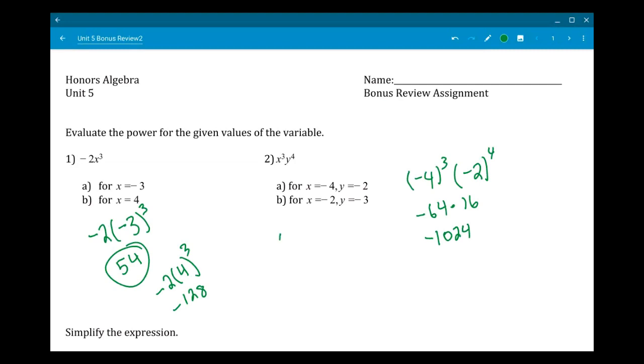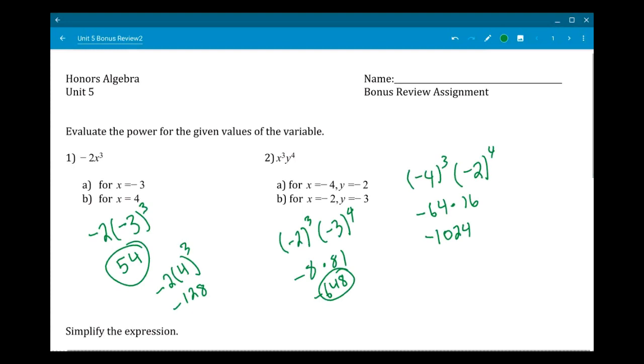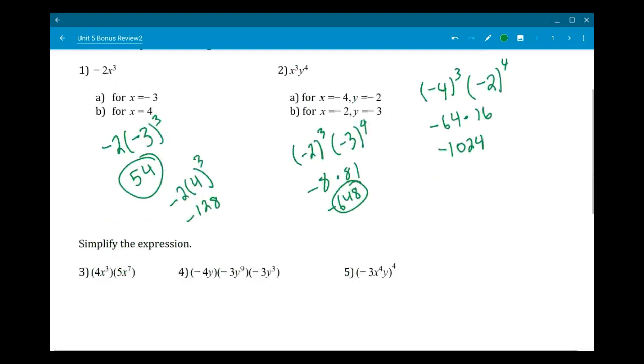And for B, we should be plugging in negative 2 for X and negative 3 for Y. We're going to get negative 8, and we're going to get positive 81. And 8 times 81 gets us 648. So we're going to get negative 648. That's pretty much it for our straight plugging in numbers stuff.